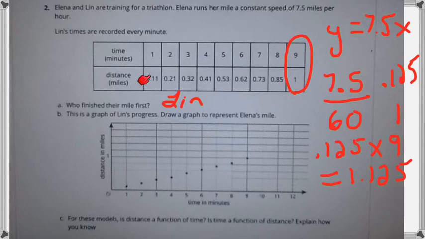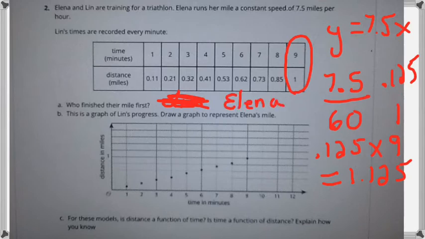Sorry, this is Lynn, this is Elena, so it was actually Elena. I'll change the answer there. So it was Elena who's going faster, because Lynn's going 11 hundredths of a mile in a minute, and Elena is going about 13 hundredths of a mile in a minute, so that should be Elena.